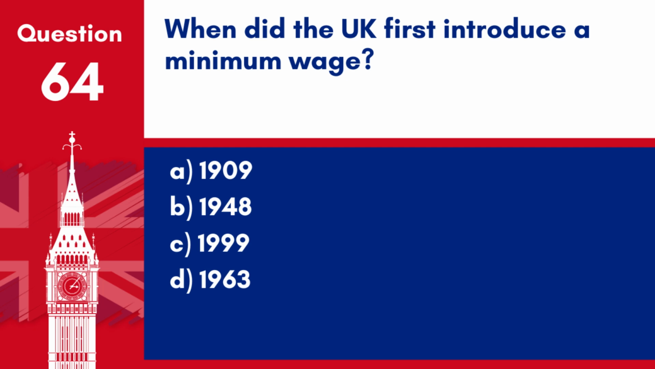A. 1909. B. 1948. C. 1999. D. 1963. Answer: C. 1999. The United Kingdom introduced a national minimum wage in 1999, establishing a minimum hourly rate of pay that employers are required to pay their workers.